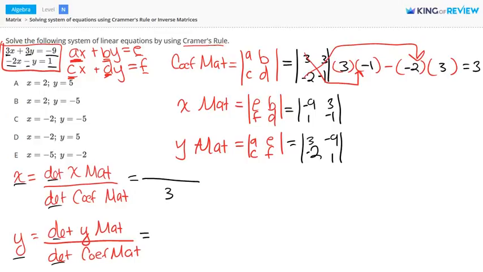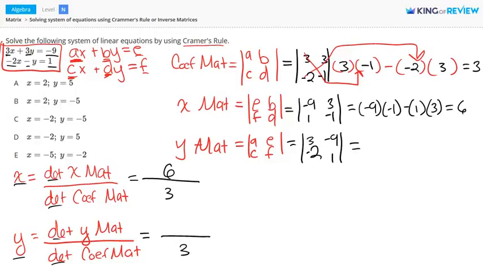So the denominators in both of these will be 3. Now let's find the determinant of the x matrix. Again, we're going to take the main diagonal, so -9 times -1, and we'll subtract the product of the other diagonal, which is 1 times 3. And this is equal to 6. So 6 is the numerator here.